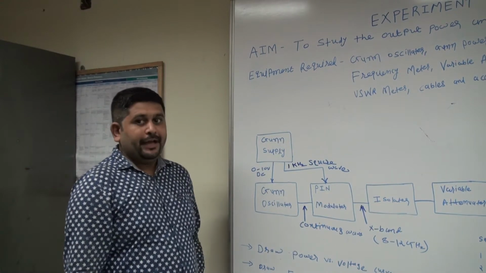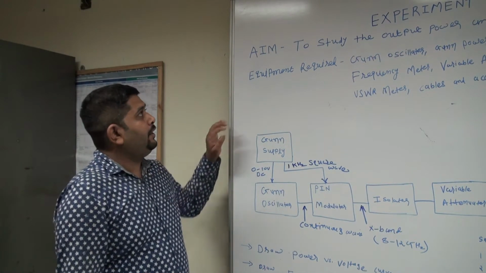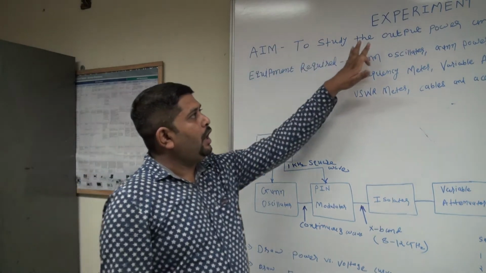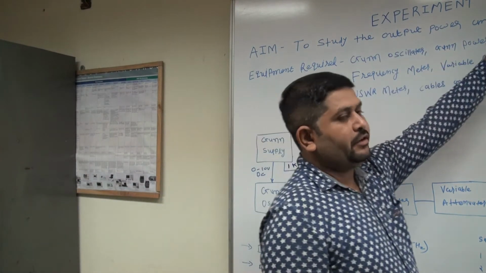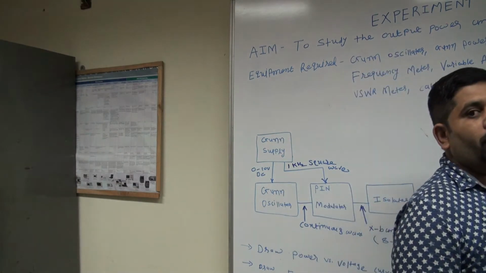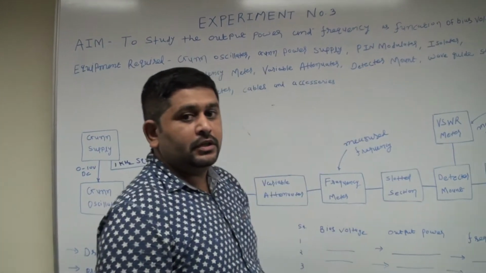Hello student, experiment number 3. Aim: to study the output power and frequency as a function of bias voltage in a Gunn diode.